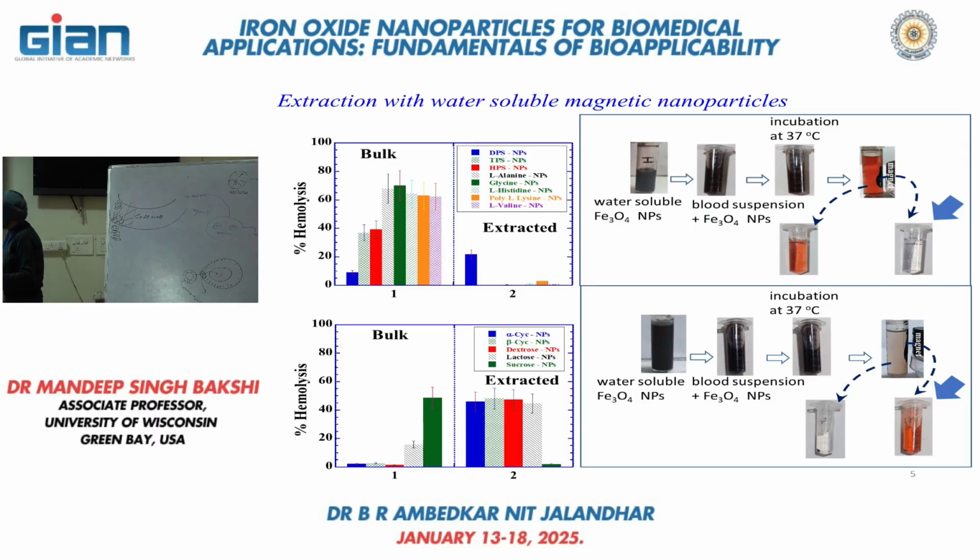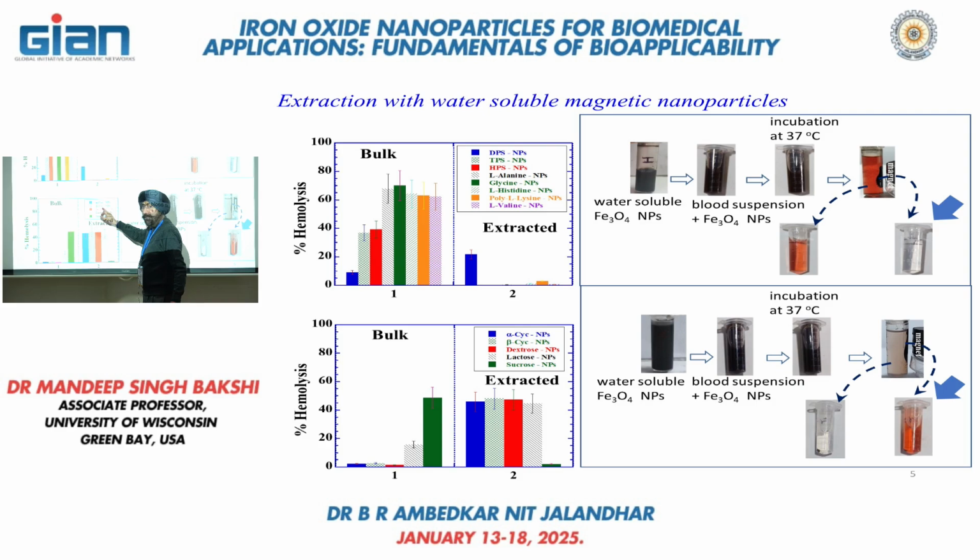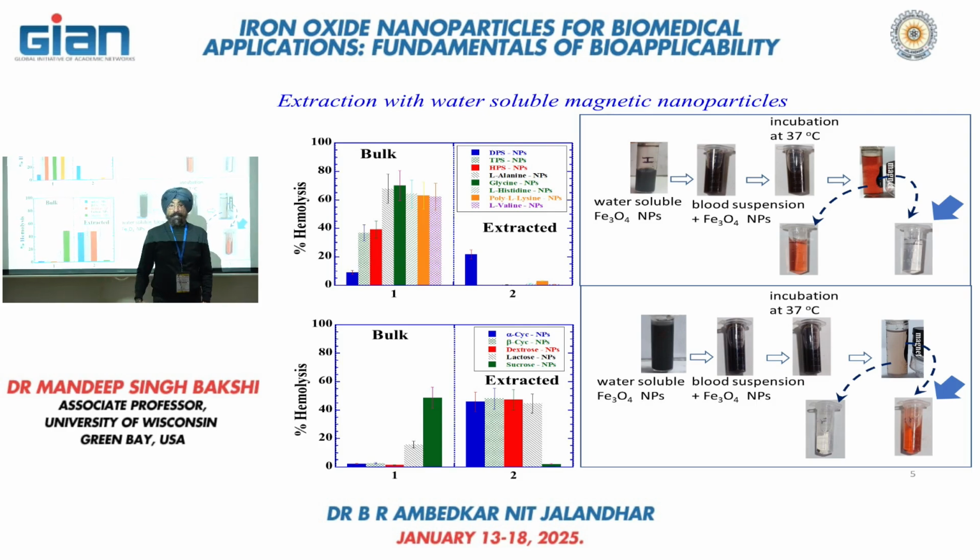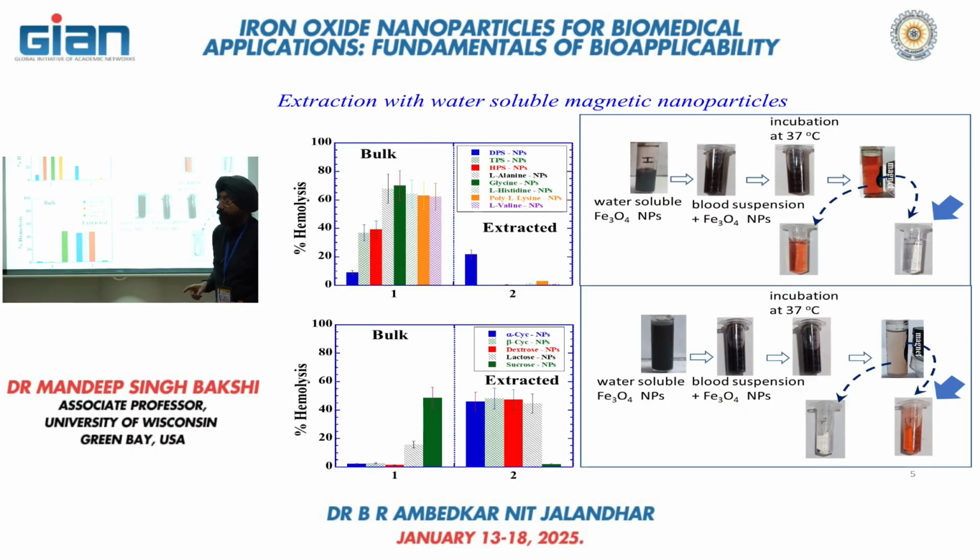On the other hand, if I take cyclodextrin, are you familiar with the cyclodextrin? It's a polysaccharide. It's a cyclic saccharide molecule. It's a ring-shaped structure, right? And if I take the derivatives of sugar, cyclodextrin, alpha, beta, dextrose, lactose, or sucrose, then there is no hemolysis except for this one, sucrose.